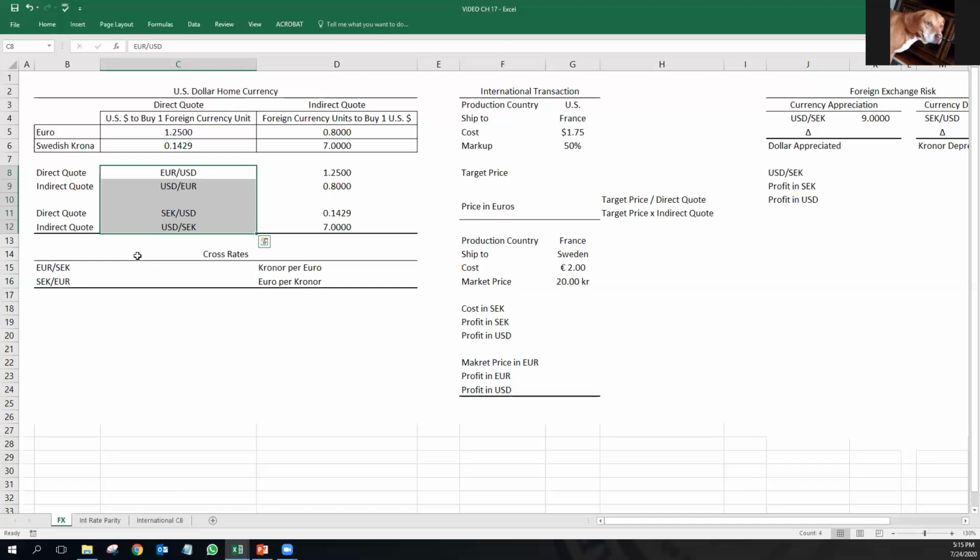Now, cross rates. What happens is that you may not always see certain combinations. Like you go online and you see the euro versus the dollar and the dollar versus the krona, but you might not see the euro versus the krona. So to buy 1 euro, how many kronas do I need? So what you can do is what we call a cross rate. And all you do in this situation is you multiply the direct quote times the indirect quote.